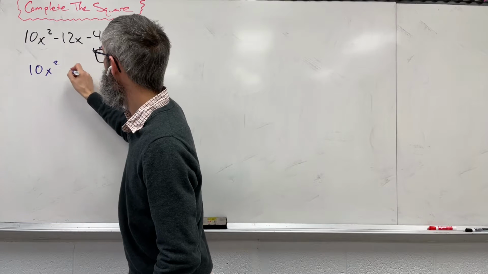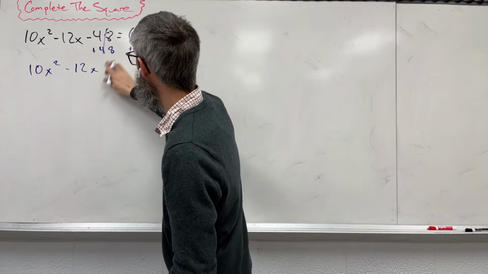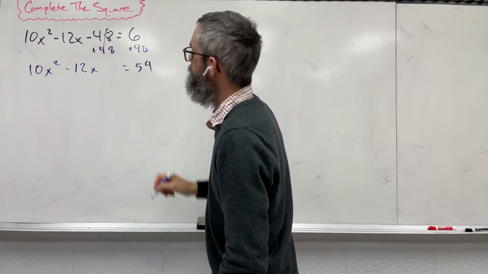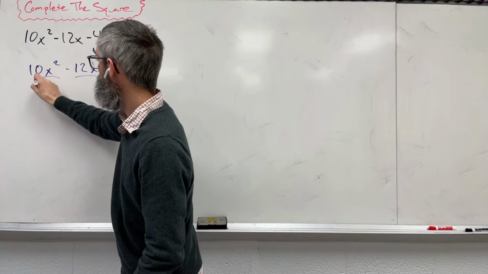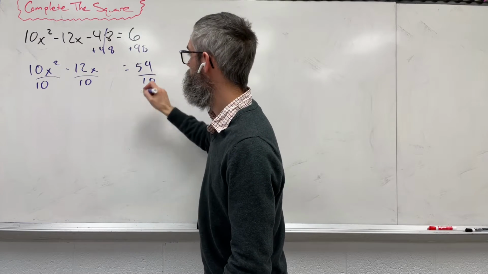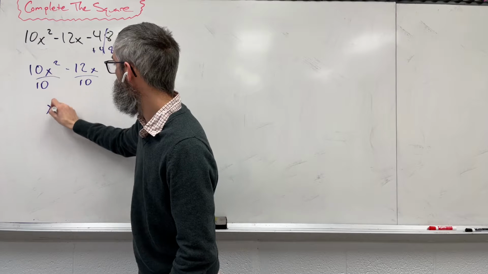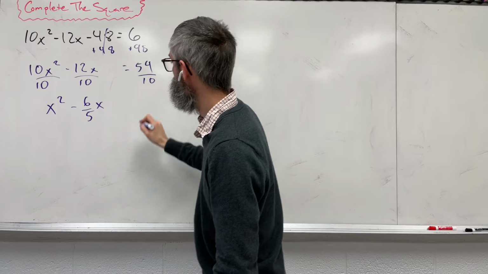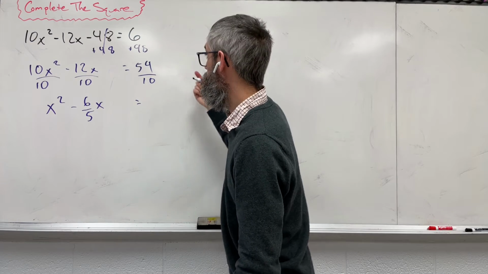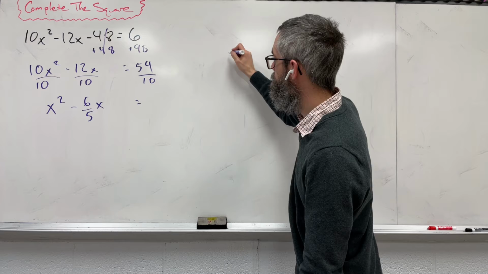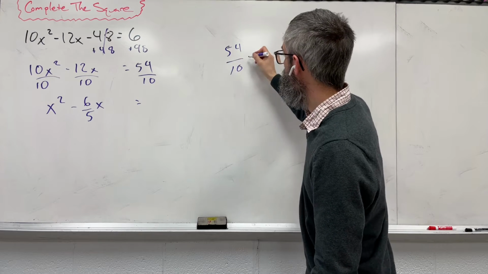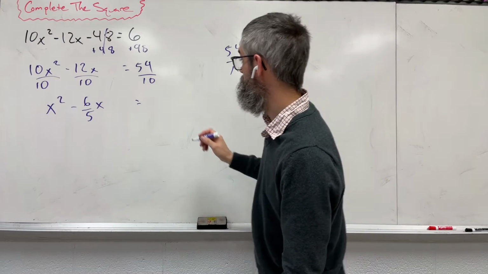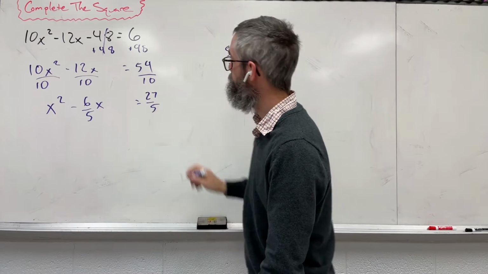So plus 48. Rewrite 10x squared minus 12x equals, so 48 and 6, so 54. And then we're going to divide everything by 10. And then we're left with x squared minus 6 over 5x equals, let's simplify that. So we've got 54 over 10, cut them in half, 27 over 5. See if that does anything for us. Let's put it in simplified form.